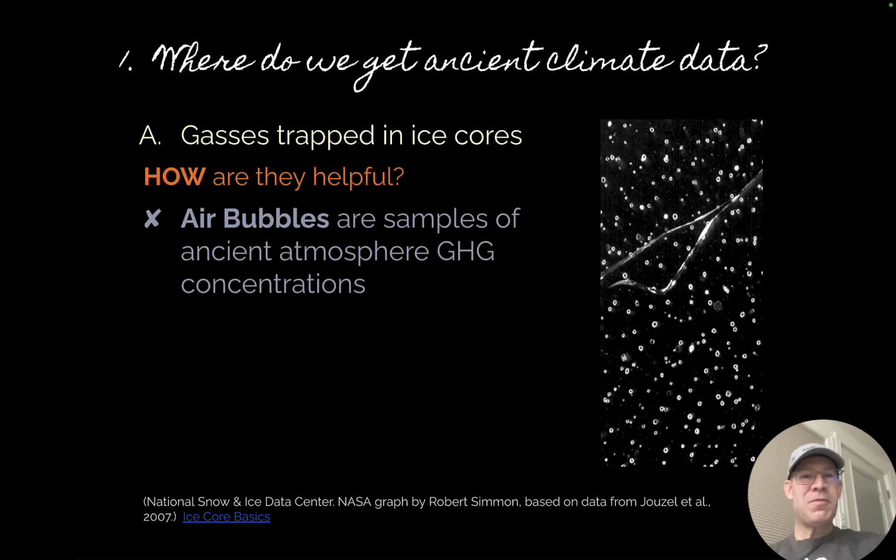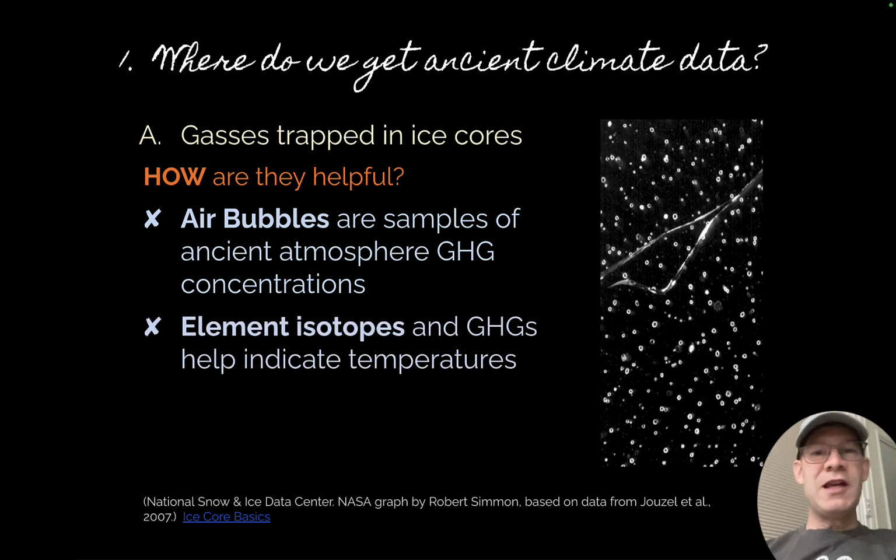All right, so how are they helpful? Air bubbles are samples of ancient atmosphere greenhouse gas concentrations. And the next thing, element isotopes and greenhouse gases help indicate temperatures. So we're going to come back a little bit more to that. There's this confusing graph I'm going to explain. It'll make more sense then. So they help indicate temperatures from that one.